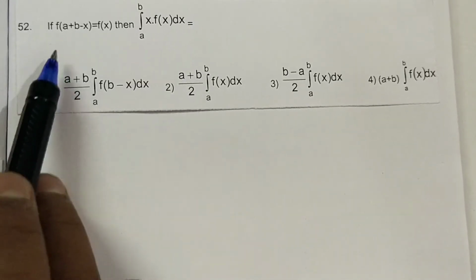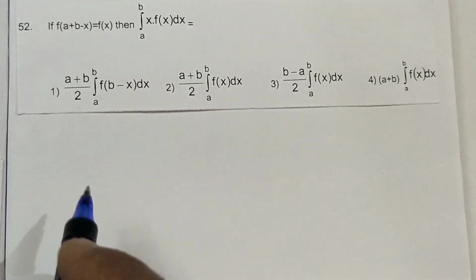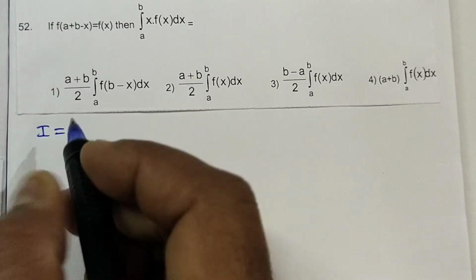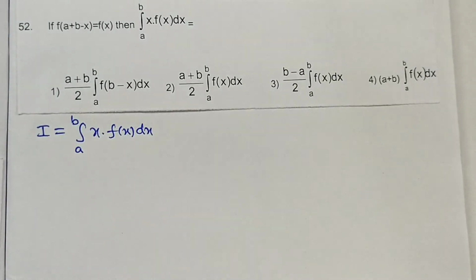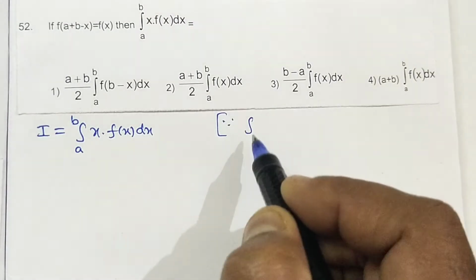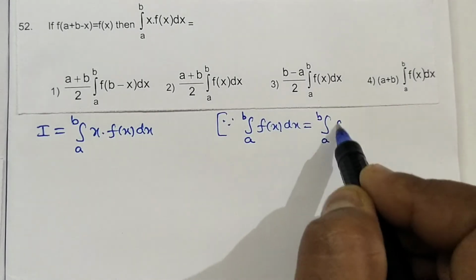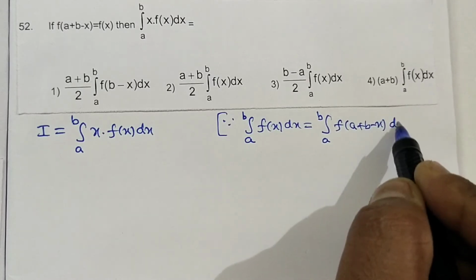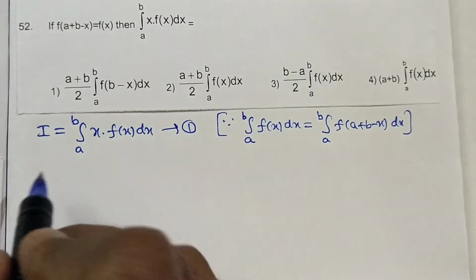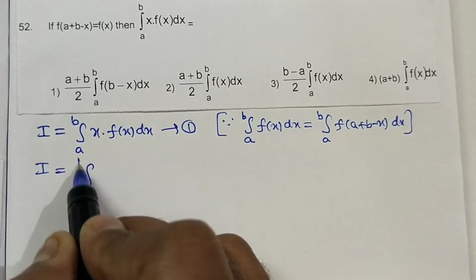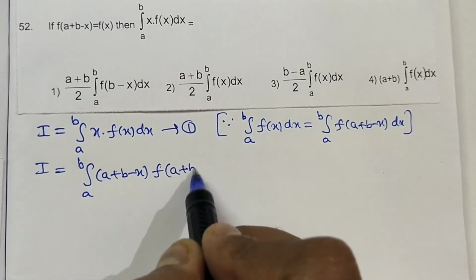We'll move to the next question. The next question, if f of a plus b minus x equal to f of x, then integral a to b x into f of x dx. So let again integral a to b x into f of x dx equal to. Here we are going to apply one of the integration formula. Integral a to b f of x dx equal to integral a to b f of a plus b minus x into dx. So by using this property, this integral, you can take as equation number 1, I equal to integral a to b, wherever x is there, a plus b minus x, we have to write it. So f of a plus b minus x into dx.